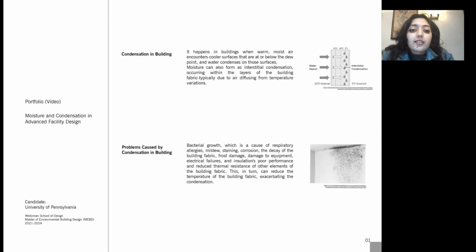This is a very concerning issue for cold and sterile facilities, as many problems can be caused by these water droplets, like mold growth, staining, corrosion, poor performance of insulation, damage to the equipment, electrical failure, bacterial growth, and so on and so forth. Over time, the problem can worsen and affect the integrity of the building material and even the structures. But there are ways to measure this risk and mitigate it at early stages of design.